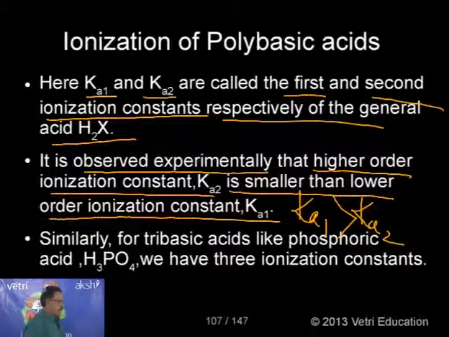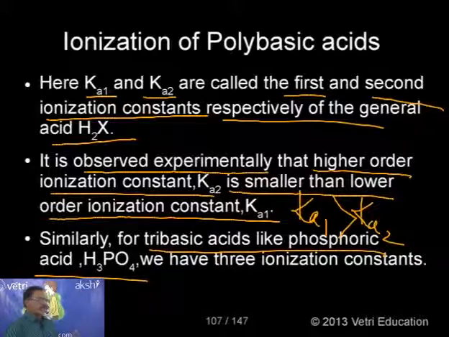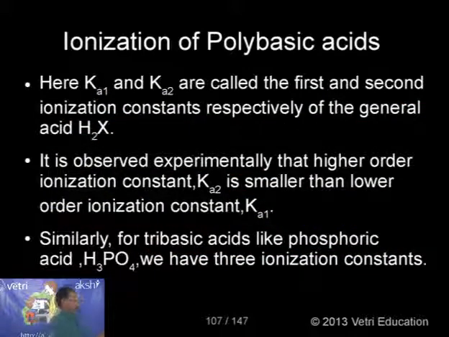Similarly, for a tribasic acid like phosphoric acid, we have three ionization constants. So automatically, Ka1 will be greater than Ka2, and Ka2 will be greater than Ka3. This is the interesting information regarding polybasic acids.